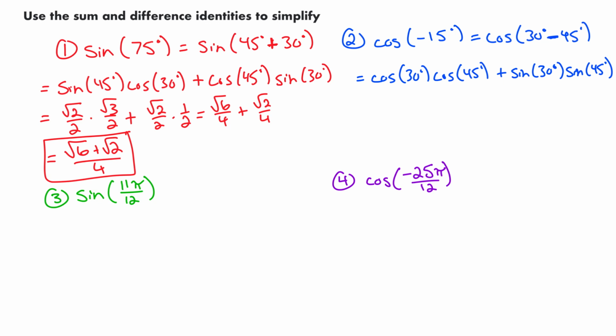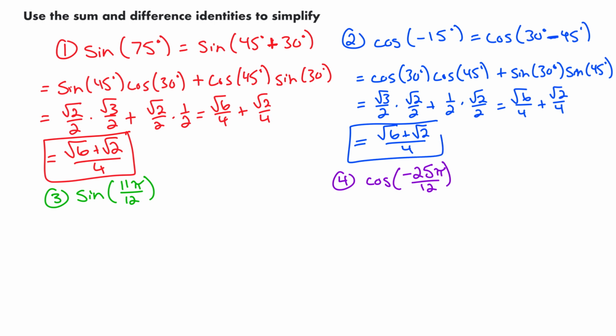All right, now I just look at these things up on the unit circle, or I just internalize and memorize them already. Cosine of 30 degrees is root 3 over 2. Cosine of 45 degrees is root 2 over 2. Sine of 30 degrees is 1/2. Sine of 45 degrees is root 2 over 2. That's going to give me root 6 over 4 plus root 2 over 4. And what do you know? I got the same answer because these values do, in fact, repeat themselves a lot.